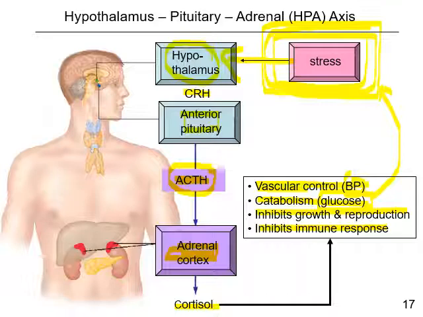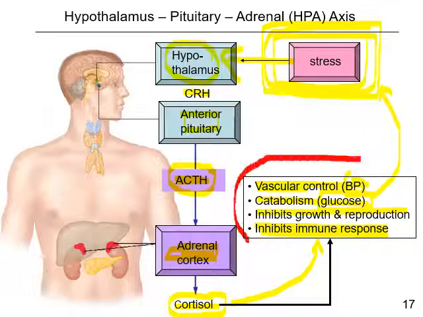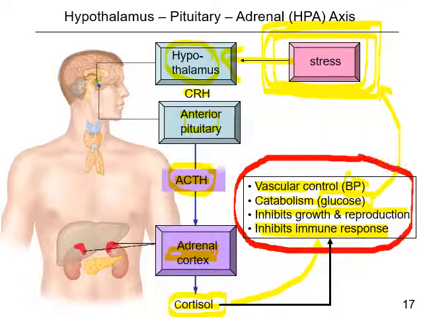There are steroid hormone drugs that are used as immune suppressants. And cortisol is a natural, that is to say, an endogenous immune suppressant. So these are just some of the effects of cortisol. Cortisol is necessary for survival.